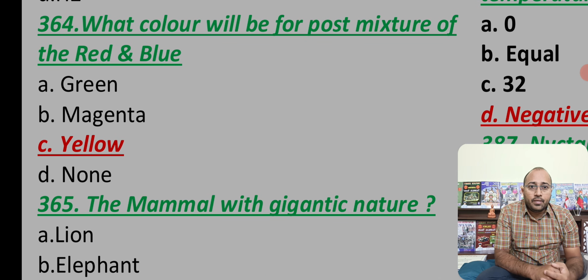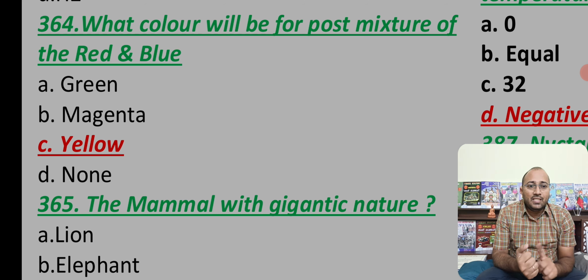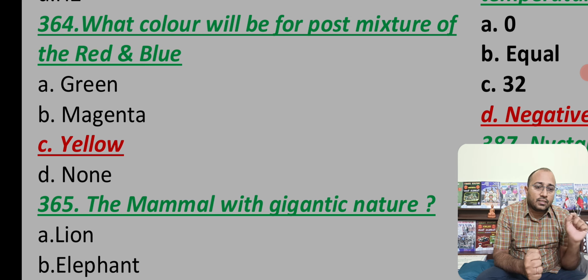What color will be formed by a mixture of red and blue? Better know about all these colors. BGR, blue, green, red are the basic primary colors, and BG, blue and green, make cyan, guys. RBY, red, blue and yellow. So you can see all these colors.